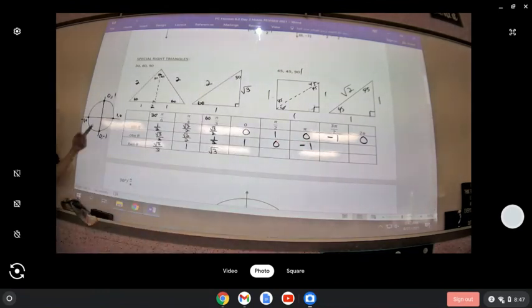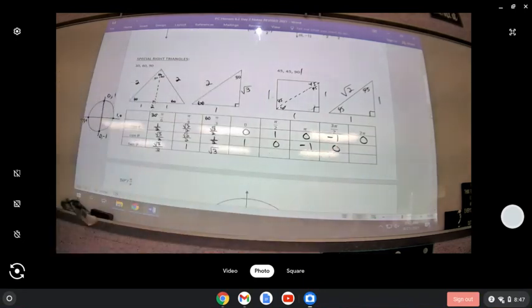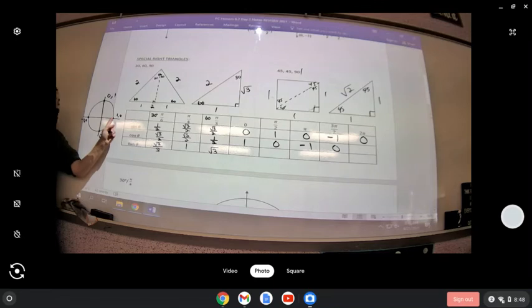All right, 3 pi over 2, 270 degrees. The cosine, what is the x coordinate? 0. And then 2 pi brings us back to the same point we used at 0. What is the cosine of 2 pi? The x coordinate is 1.